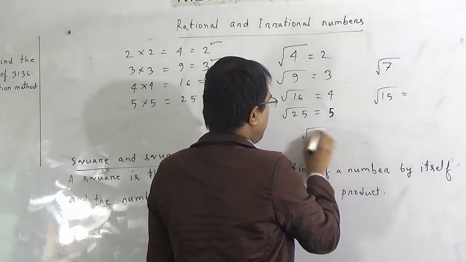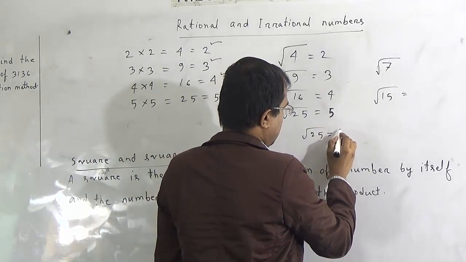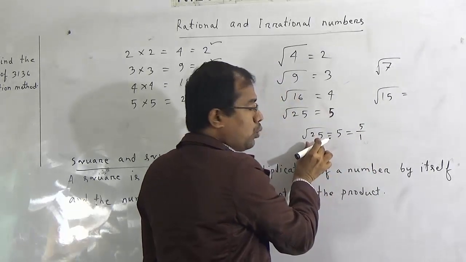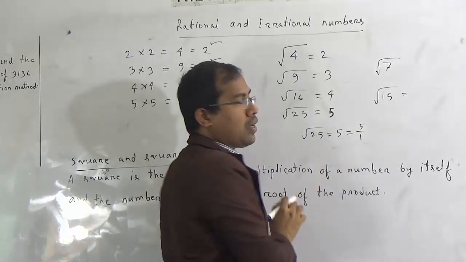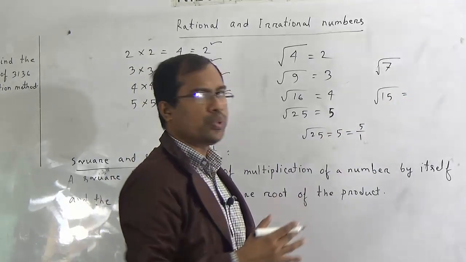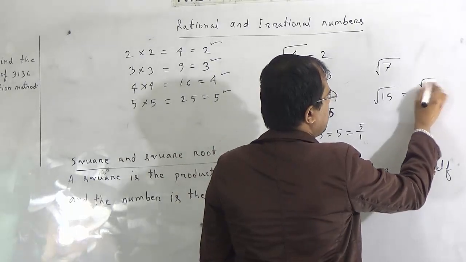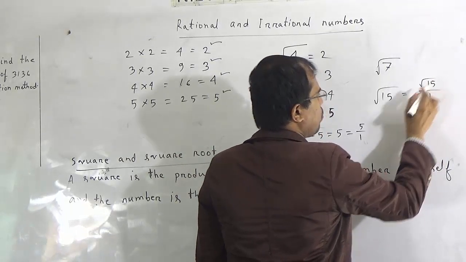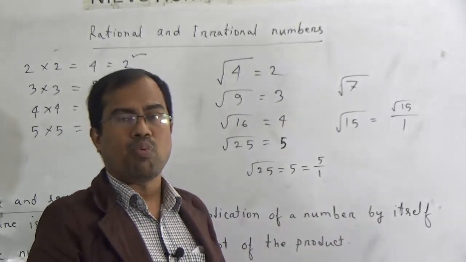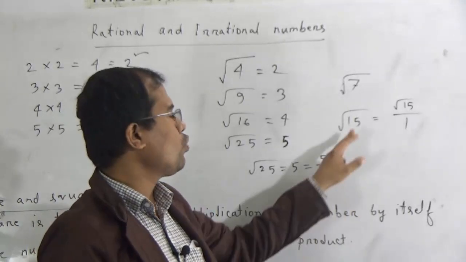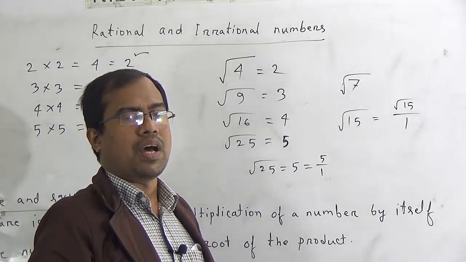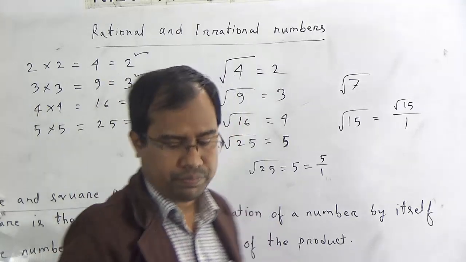We can express root over 25 as the ratio of two integers. Root over 25 equals 5, and 5 equals 5 by 1. That means we can express it as the ratio of two integers. But we cannot express root over 15 as the ratio of two integers. Here we can write root over 15 by 1, but root over 15 is not an integer. So root over 15, root over 17, root over 2, root over 3, these types of numbers are called irrational numbers.